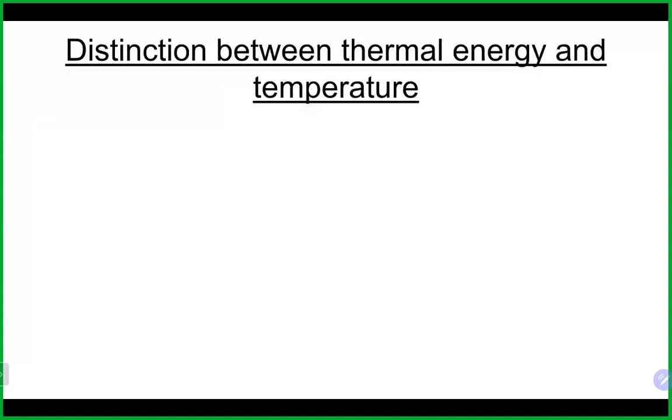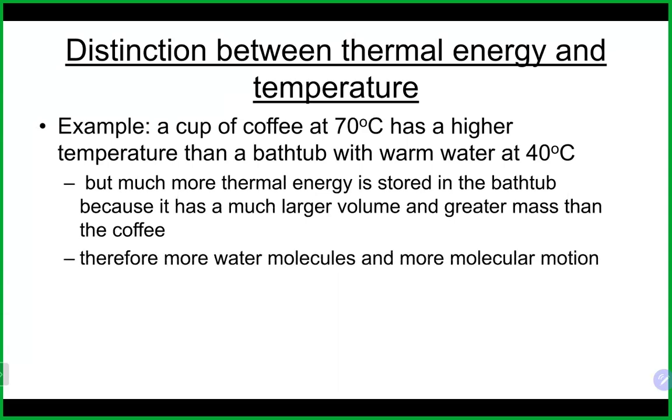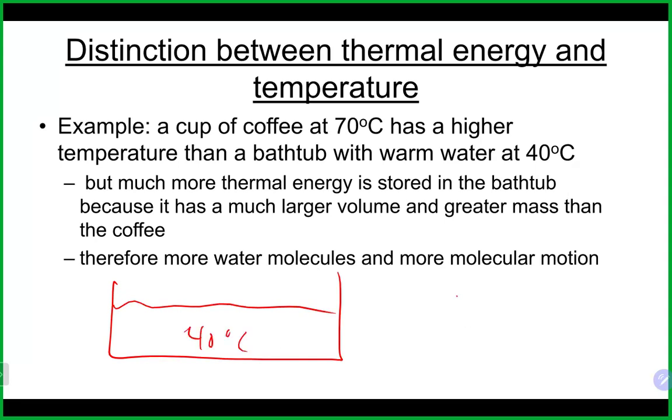The distinction there, for example, is if you had a cup of coffee at 70 degrees Celsius, it has a higher temperature than a bathtub at 40 degrees Celsius, but the bathtub itself would have a lot more thermal energy than the cup of coffee. That's because there are definitely a lot more molecules and atoms in the bathtub of water than in your cup of coffee.